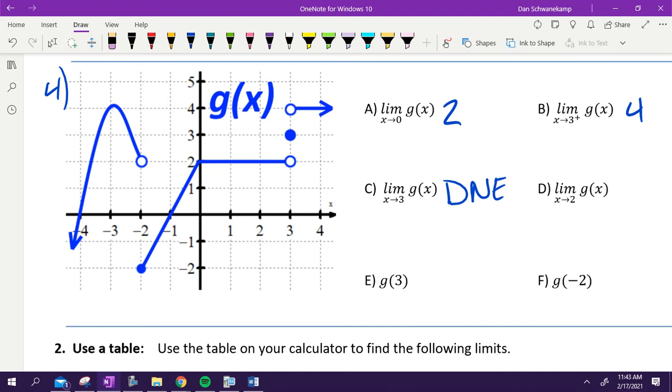Limit as x approaches 2. That one's easy. Here's 2 right there. I'm getting closer and closer to 2. G of 3. I'm parachuting in. I'm landing kersplat at 3. G of -2. That's going to be -2 as well. Wonderful. Questions with any of those? They don't get a whole lot more difficult than that so far. We'll do a little bit more later on, but right now that's about as hard as they get.